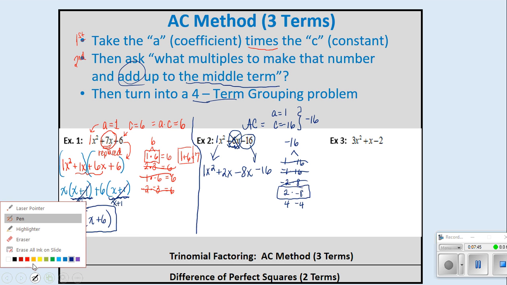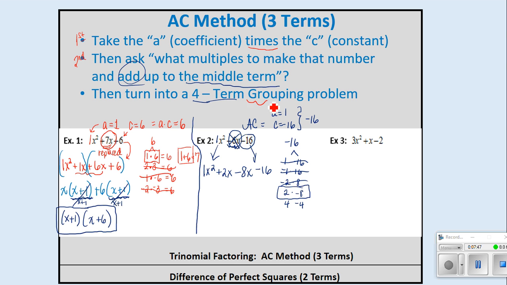Now we can go ahead and factor by grouping. So group the first two, find the greatest common factor. Yep, that would be an x. What's left over? X plus 2. Group the second half. What do they have in common? Negative 8. What's left over? X plus 2. We always want those to be the same, remember, in a grouping problem.